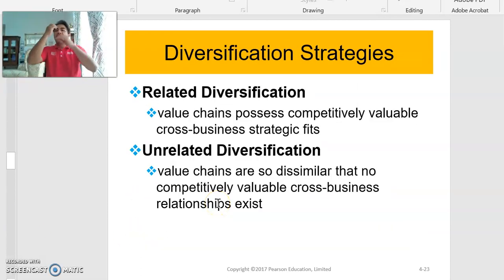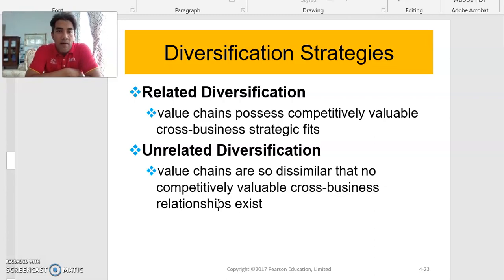The next one, we talk about diversification strategy. There are two types of diversification, related or unrelated. Related in terms of what? In terms of the value chain. We have already discussed this value chain, the activities that you do in order to produce your end product from the raw material until the delivery of your product. Sometimes some of these products might share similar functions and purposes of the departments. That is what we call related diversification.